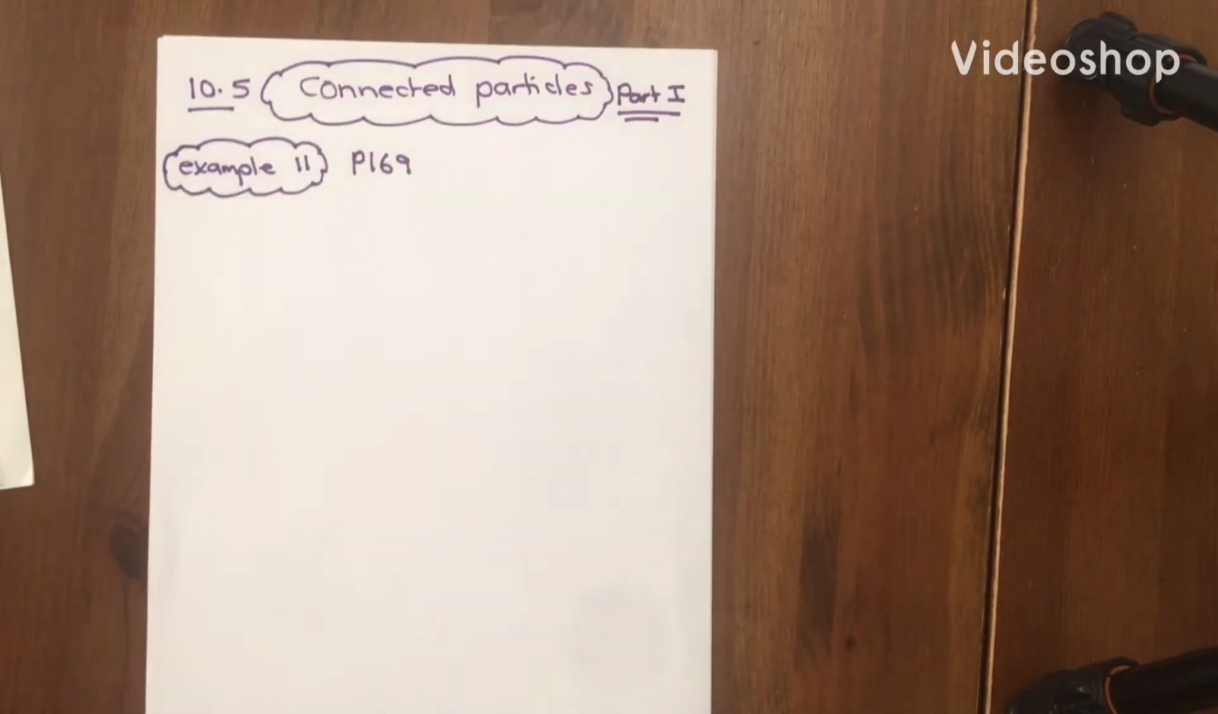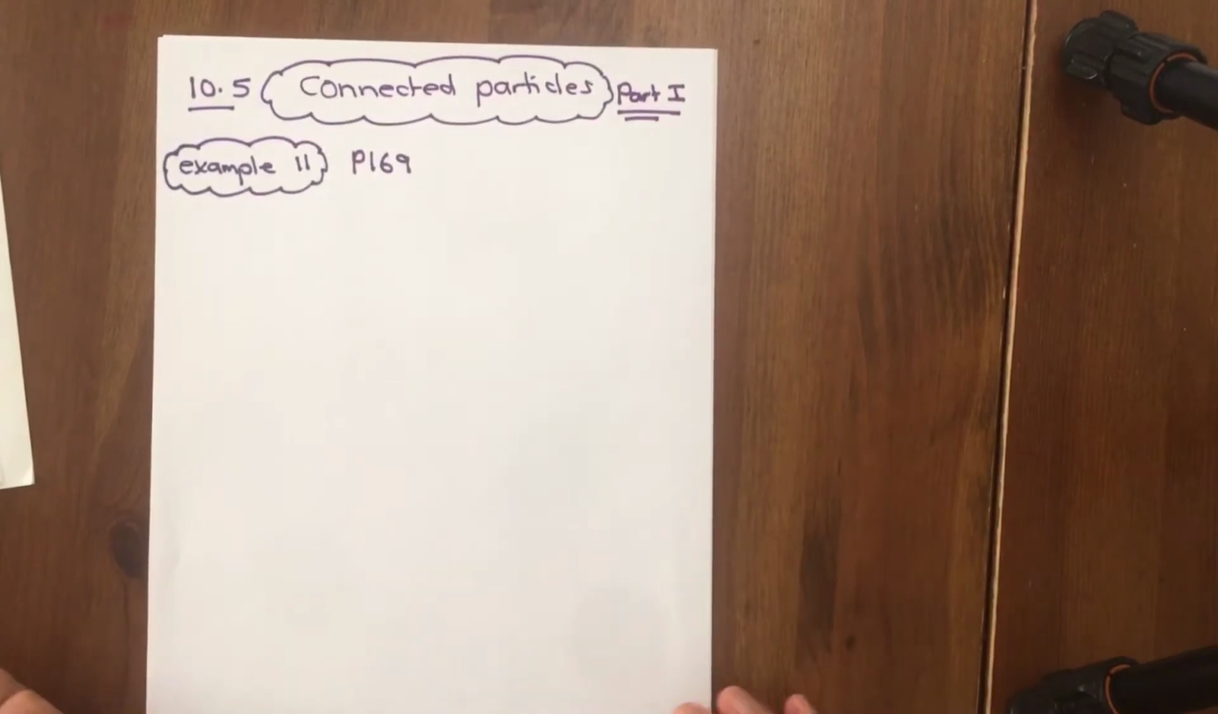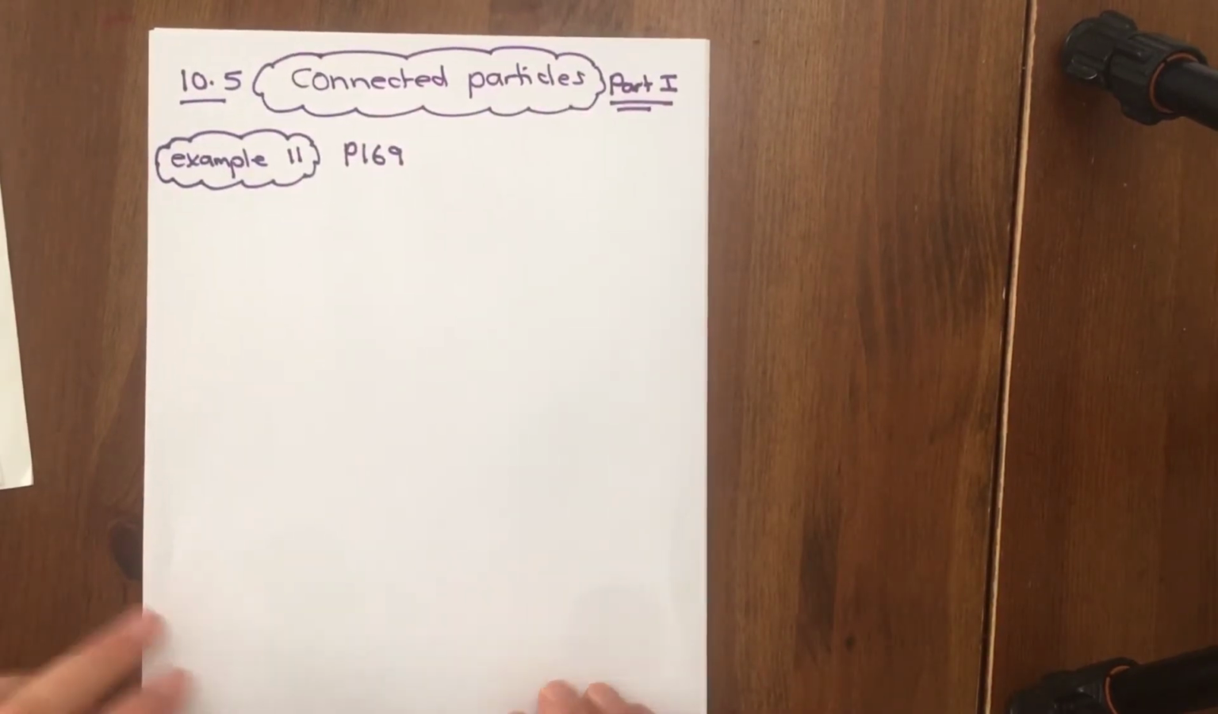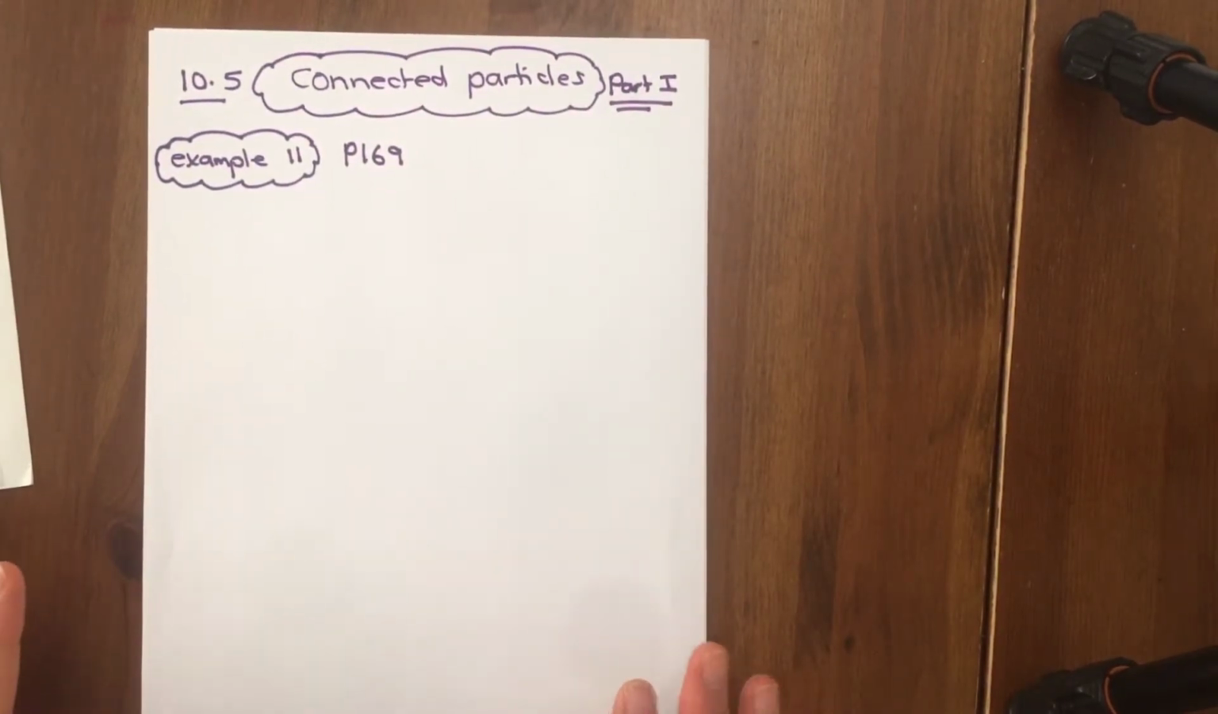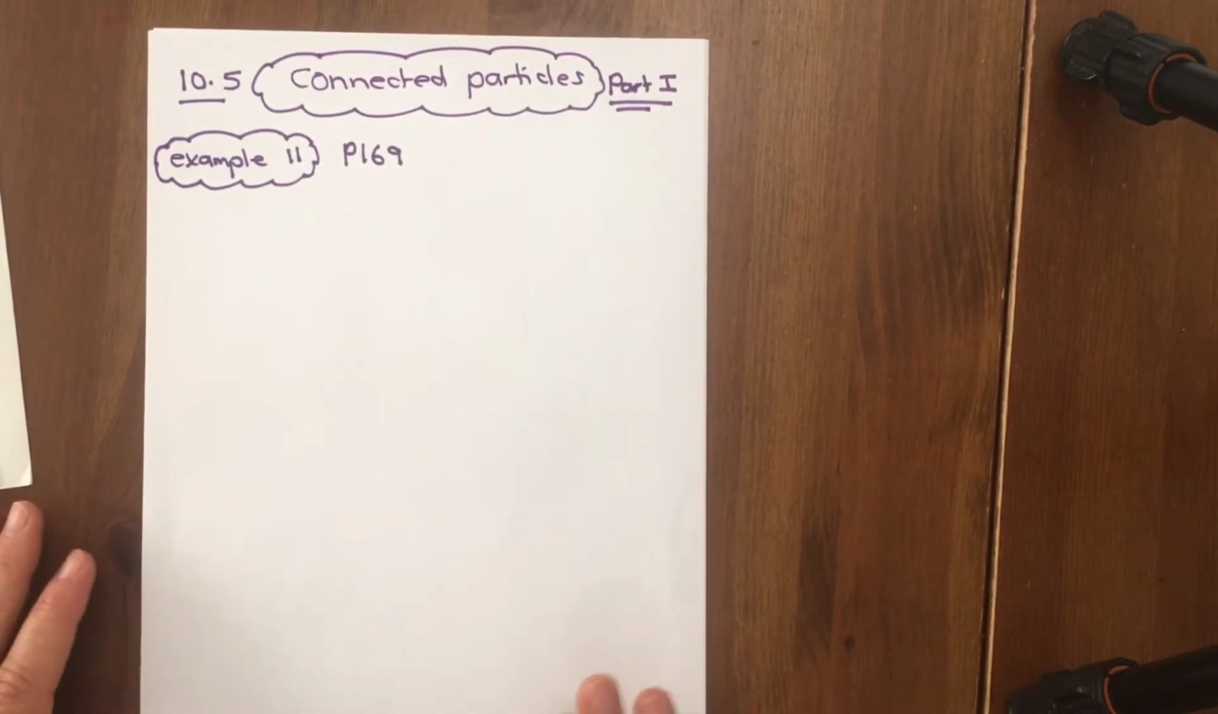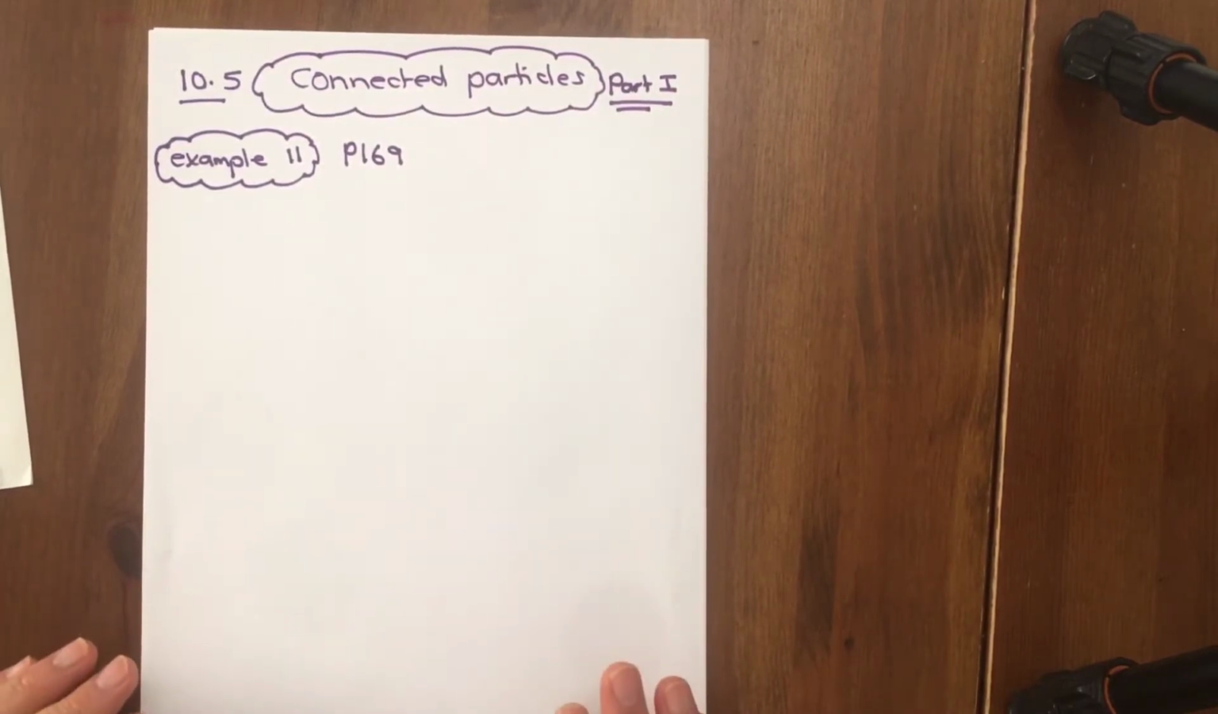Hi, and today I'm going to look at 10.5. I'm going to split up this section into two parts. In the first part I'm going to look at particles connected horizontally, and the second part, which will be your lesson for the following day, will be looking at particles connected vertically.